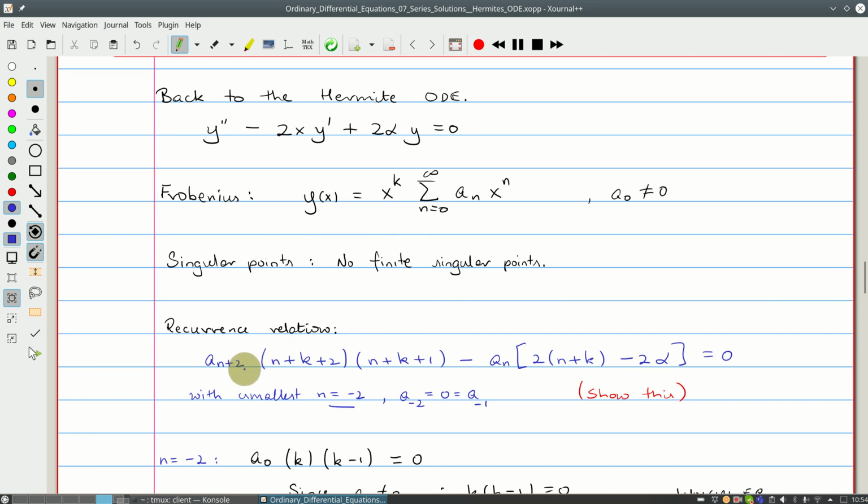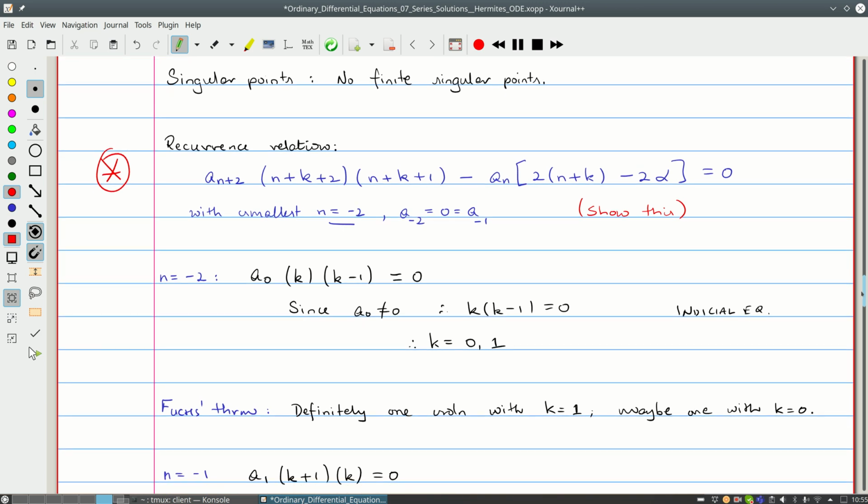That's where we get a recurrence relation. It's given here, which relates a n plus 2 to a n. And the smallest n, when we do this, our sums will go from minus 2 to infinity. So the smallest n is equal to minus 2. And as usual, we impose conditions that a of minus 2 is 0, and so is a of minus 1. Now this is something you do need to show, so please show this. It's very important.